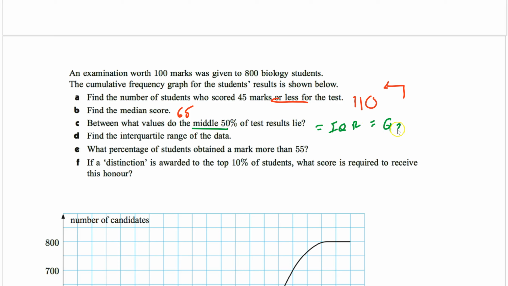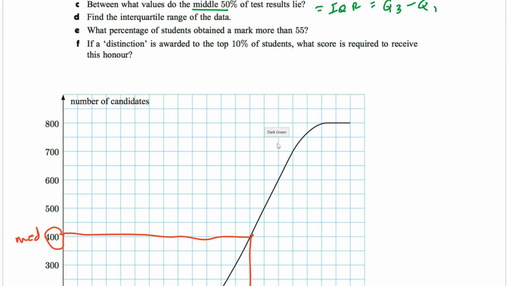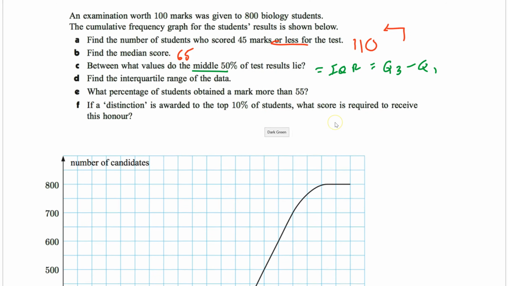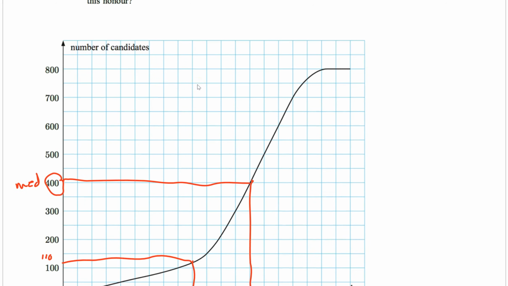So this is Q3 minus Q1. So I gotta find those. I haven't found those yet. Actually, between what values? So I'm not gonna subtract. I'm just gonna state those values. They didn't say find the IQR. It says between what two values. So I just gotta find Q3 and Q1.